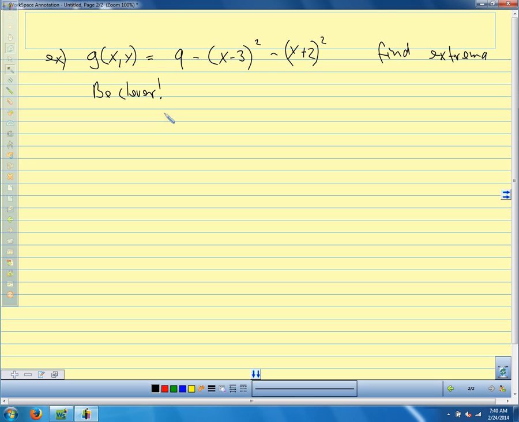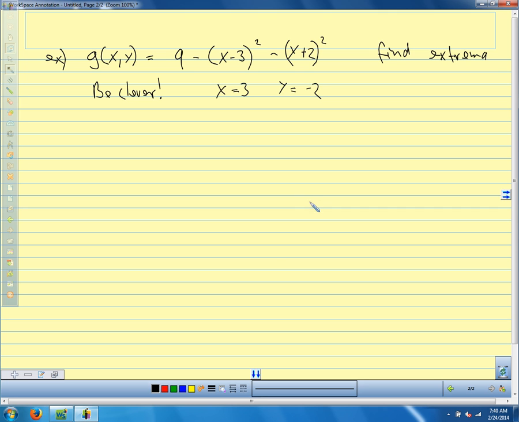So looking at this, what do we know about the sign of the quantity x minus 3 squared and y plus 2 squared? Positive or negative? Positive. We're subtracting both of those from 9. So what is going to be the largest value that this function could have? 9. And that's going to occur when x equals 3 and y equals negative 2.